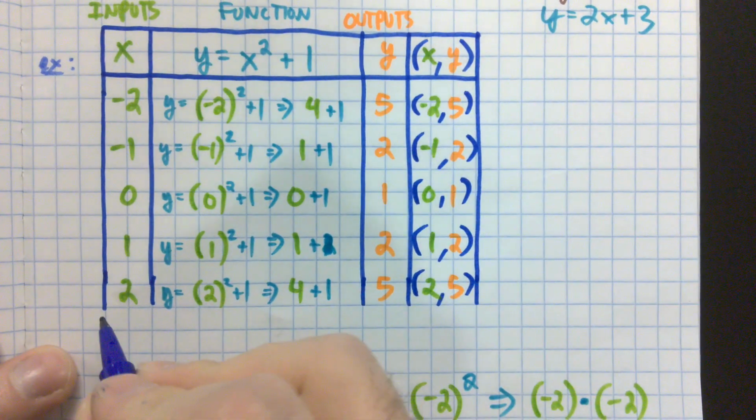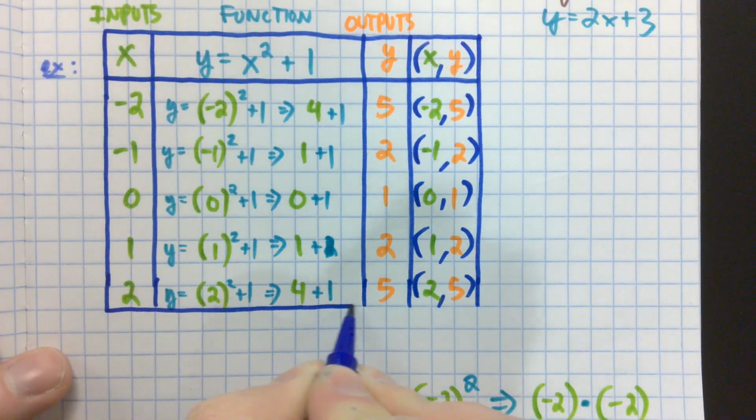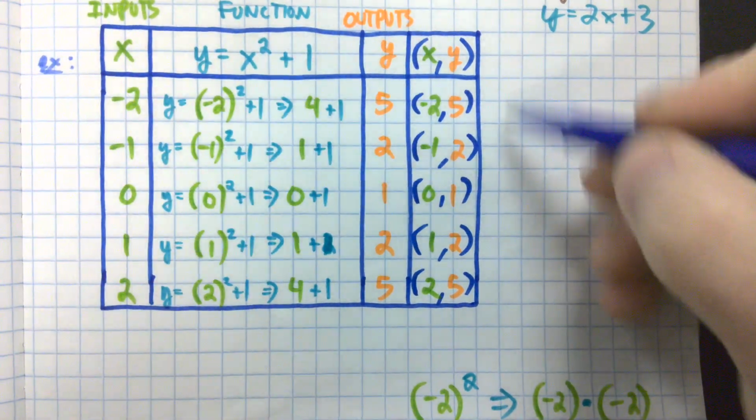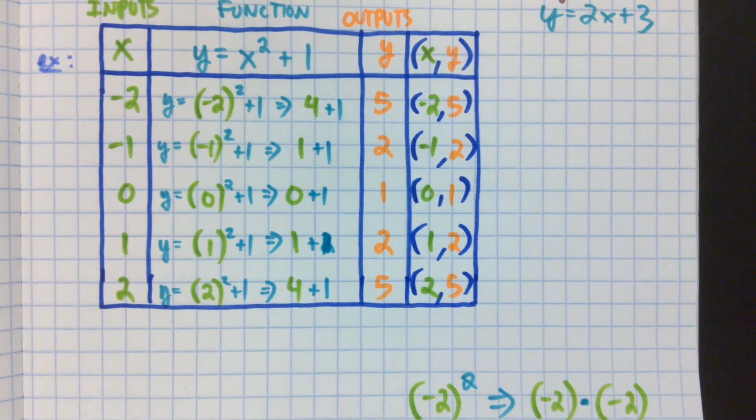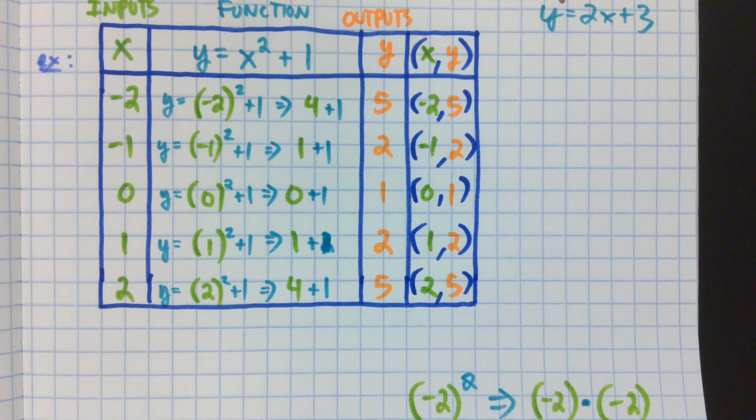So these 5 solutions here, these 5 ordered pairs, if we were to graph them, here's what it would look like. Obviously, you guys don't have graphs, so don't worry about this. Let me show you.